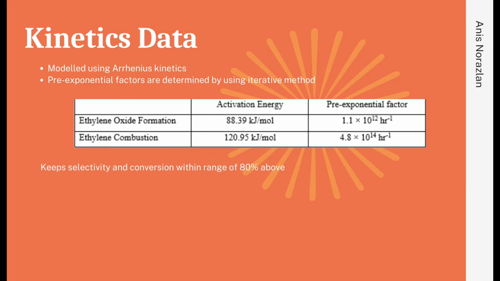For the kinetics data, we modeled it using Arrhenius kinetics, and the pre-exponential factors are determined by using iterative method. For ethylene oxide formation, the activation energy that we obtained is 88.39 kJ per mole, and the pre-exponential factor is 1.1 times 10 to the power of 12 per hour. For ethylene combustion, the activation energy is 120.95 kJ per mole, and the pre-exponential factor is 4.8 times 10 to the power of 14 per hour. And it keeps the selectivity and conversion within the range of 80% and above.